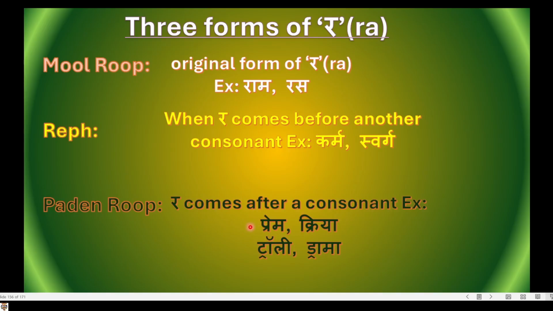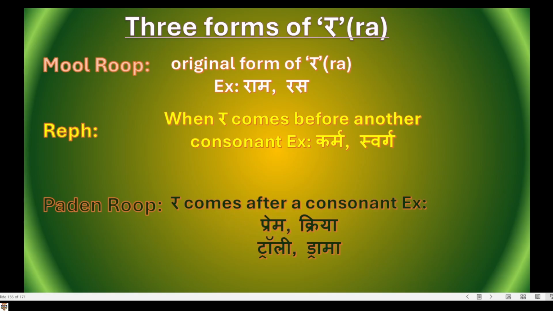In these two words, we can see that a small slanting line is being added to the bottom of these consonant letters, making Ra merge with these letters. In this word, the Ra is added with the letter Pa, making it sound Pra. Since we have an E ki matra here, it becomes Pre. Pre and Ma becomes Prem.